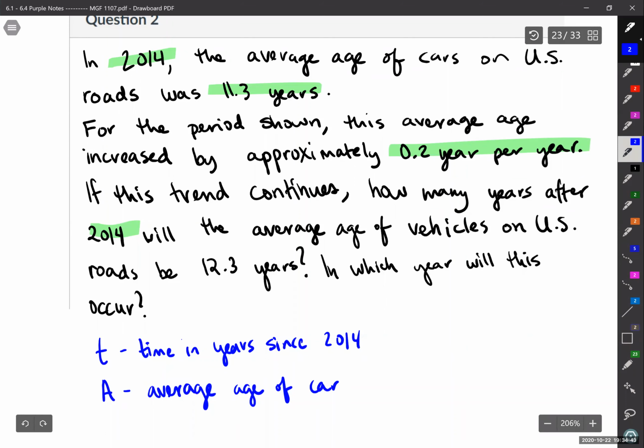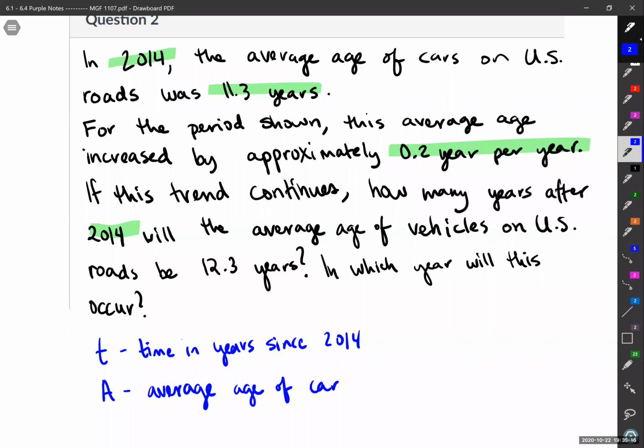Okay, now at 2014, does the average age of the car just start out at 0 and start growing from there by 0.1 each year? No, right? Where does it start? It starts at 11.3, right? So at 2014, it's starting at 11.3, and then we would agree in words the next year it adds 0.2, so we'd be at 11.5. And then 2 years after, we'd add another 0.2, and we'd be at 11.7.